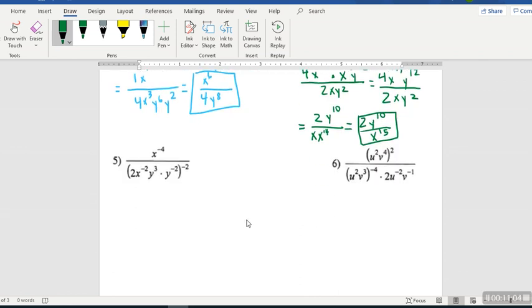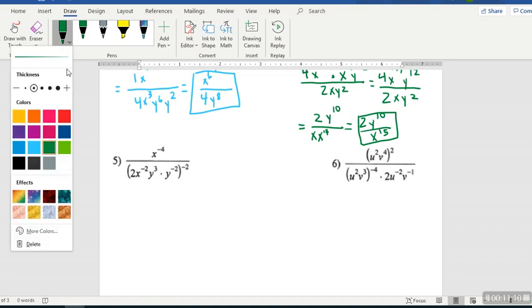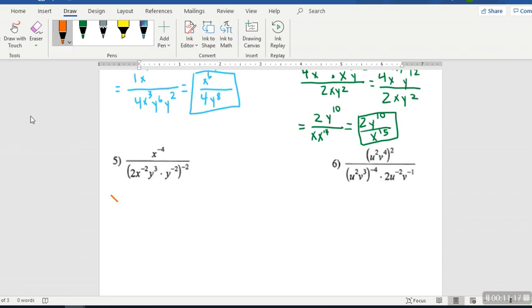All right, let's look at number 5. So we've got to take care of that parentheses in the denominator there, where everything is raised to the negative second power. So our numerator is going to stay the same. And everything is going to get raised to the negative second. So 2 gets raised to the negative second. x to the negative second gets raised to the negative second. So when you multiply those exponents, you get a positive 4.